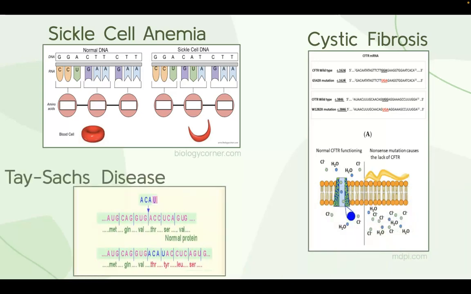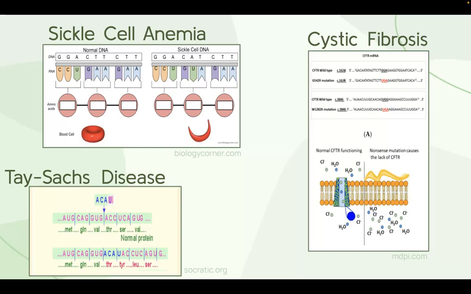And lastly, we have Tay-Sachs disease, which is a frame shift mutation. We are adding 4 new nucleotide bases into the normal protein, which adds a new protein and then shifts the rest of them down, changing the overall protein.